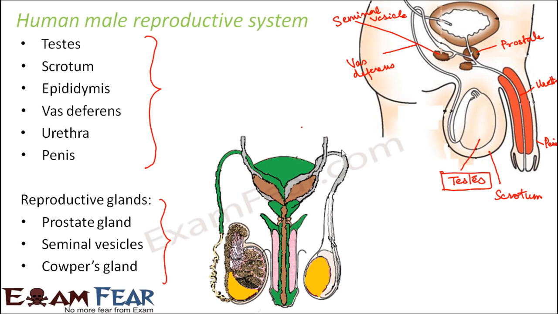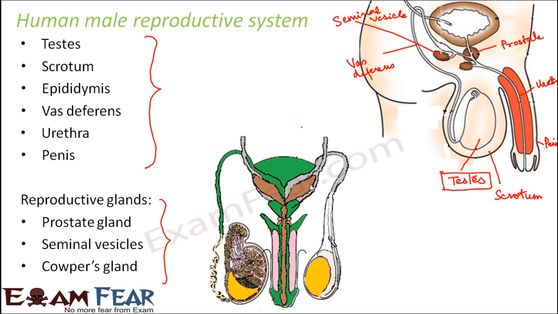This is how it looks from the front. On the front, this is the penis. If you see this structure, the penis is like this. This entire thing is the penis. And here you have the two testes. This is one testis and this is another testis. Correct? You have the various glands here.